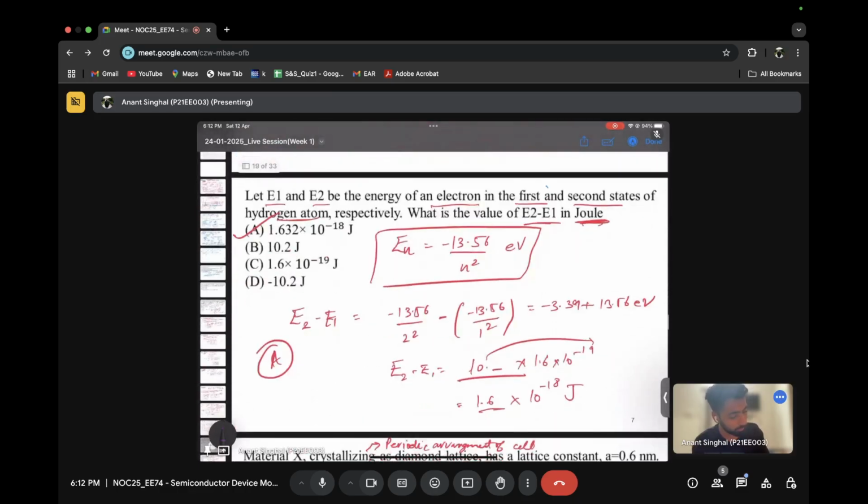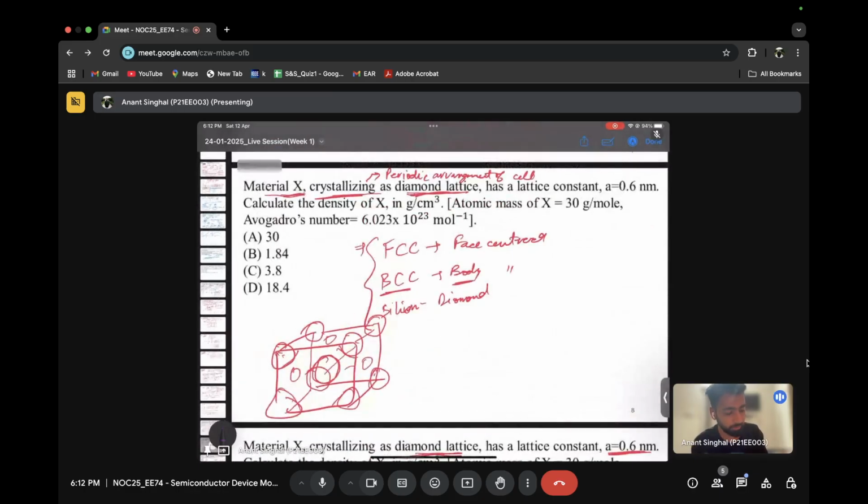There were several crystal structure problems. For example, this crystal is a diamond lattice. It is a silicon lattice only, so you should be aware of that. Once you see the diamond lattice, you should know what the structure is: the number of atoms at the face, the number of atoms at the corners, and whether there are any atoms inside the body. For the body centered, we have an atom at the center and at all the corners. For face centered, at every face we have half of an atom because it is shared by face to face.